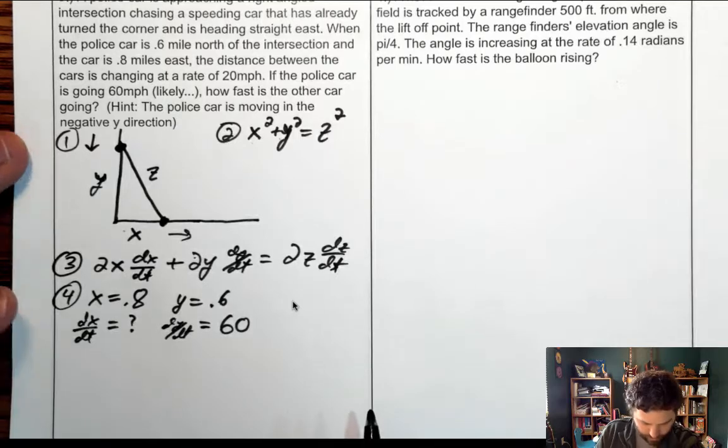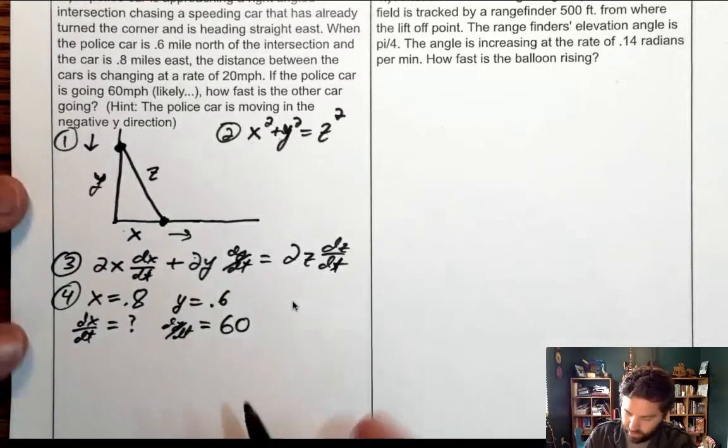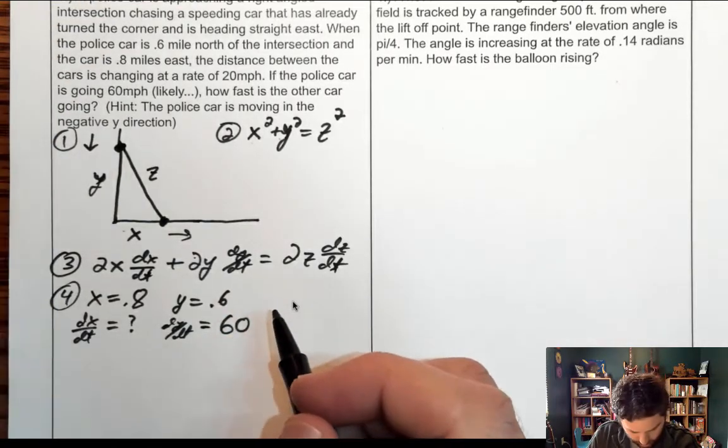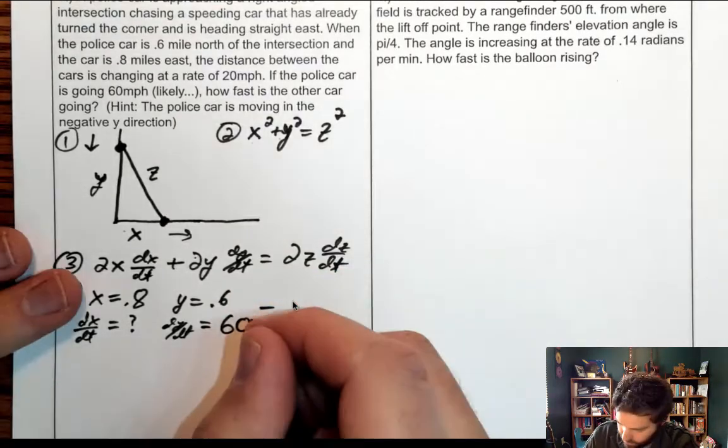Although I didn't write down negative 60. Why didn't I? I'm going to leave it at 60 here, although it's moving in the negative direction, so I feel like it should be. Anyway. And then z.